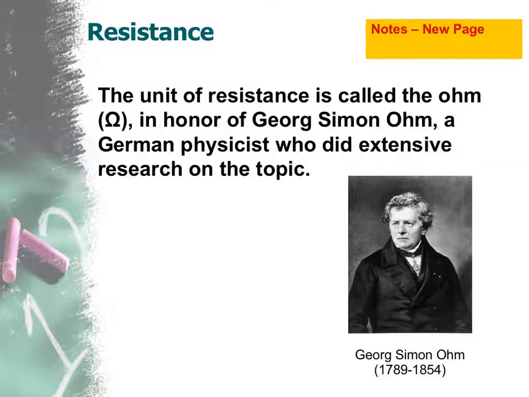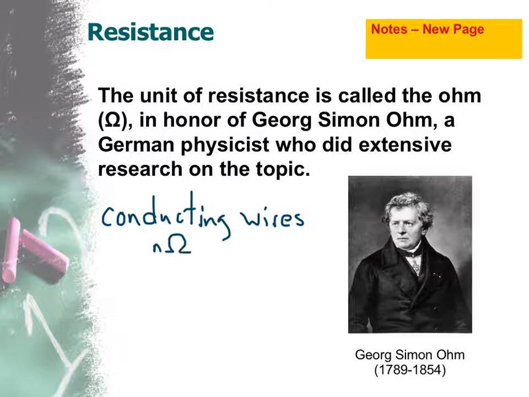Sorry about that, had to pause for a second here. So as I was saying, conducting wires usually have a resistance of about, I would say, nano ohms. Remember, nano means 10 to the negative 9.